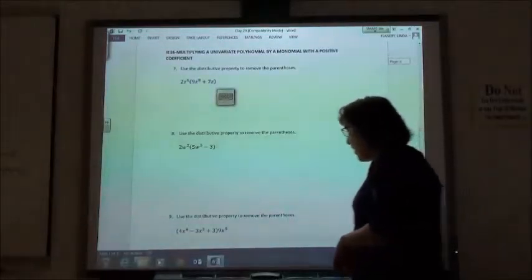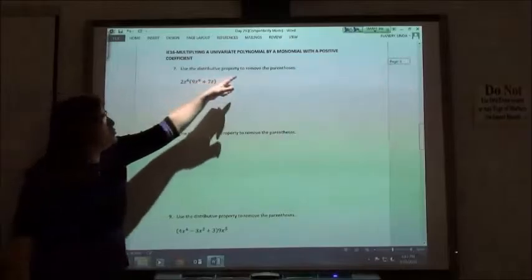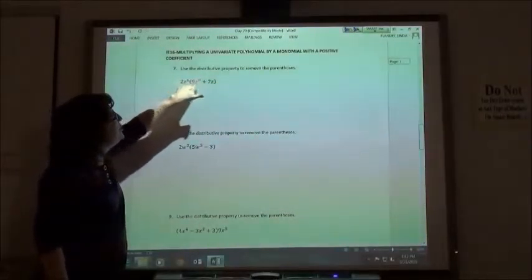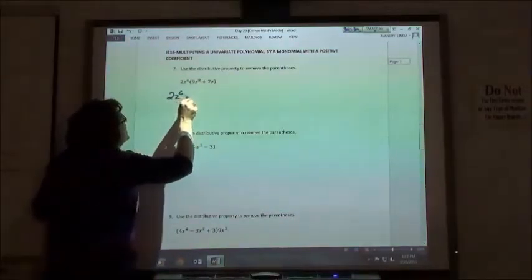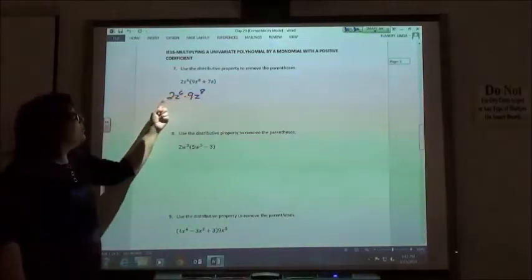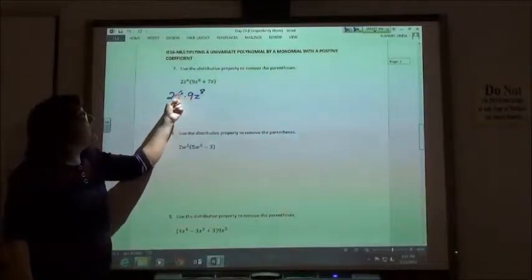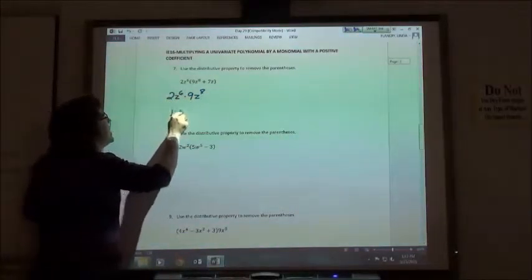7, 8, and 9, we are now using the distributive property. The distributive property is used to remove the parentheses by multiplying the 2z to the 6 times each of these two terms. So I'm going to take my 2z to the 6 times my 9z to the 8th. If you remember when we multiplied those, we multiplied the front numbers, and when we multiply with the same base, we add the exponents. So 2 times 9 is 18.